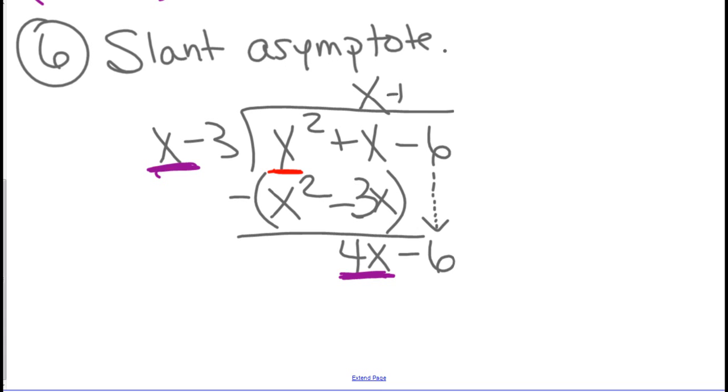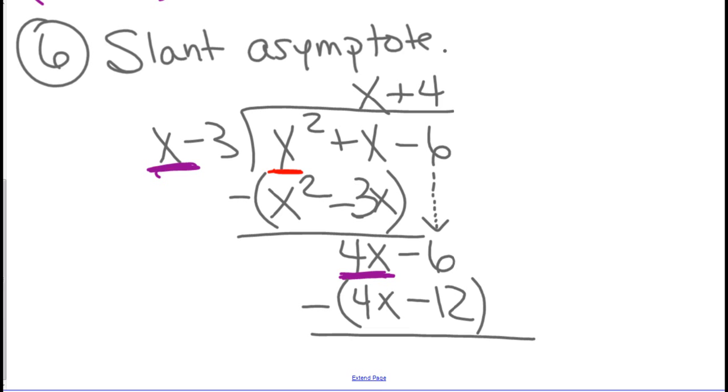Okay. So 4 times x is a 4x. 4 times a negative 3 is a negative 12. Again, you're going to subtract. The reason that we want to make sure that we subtract here is we want to make sure that our actual x terms disappear. So 4x minus 4x, that's gone. Negative 6 minus a negative 12 gives me a positive 6.